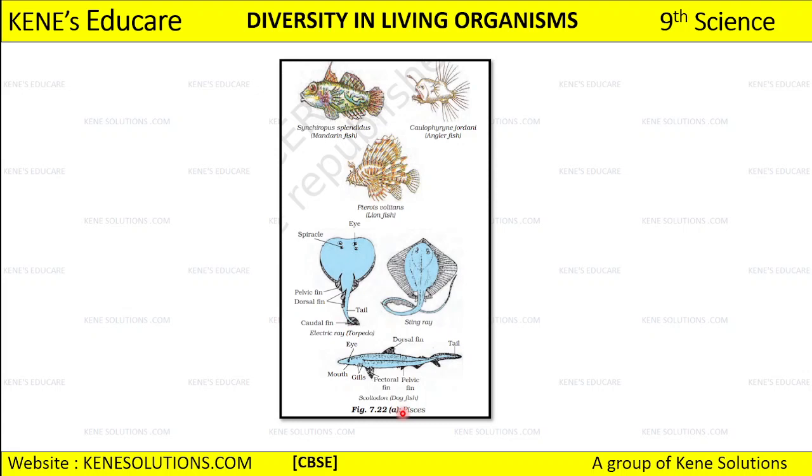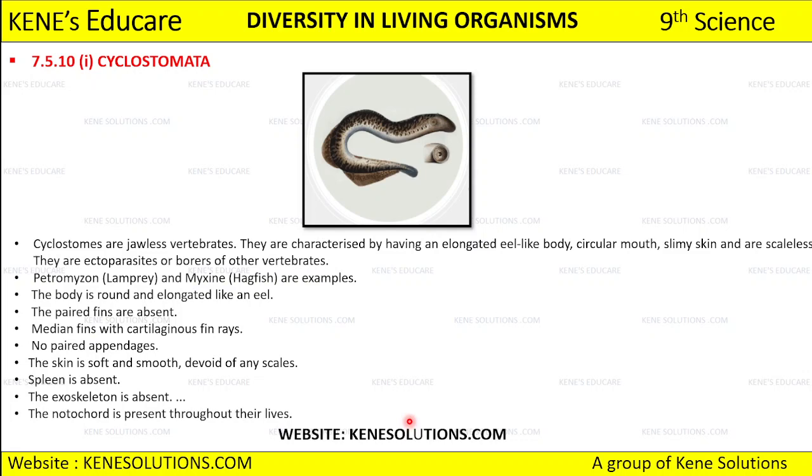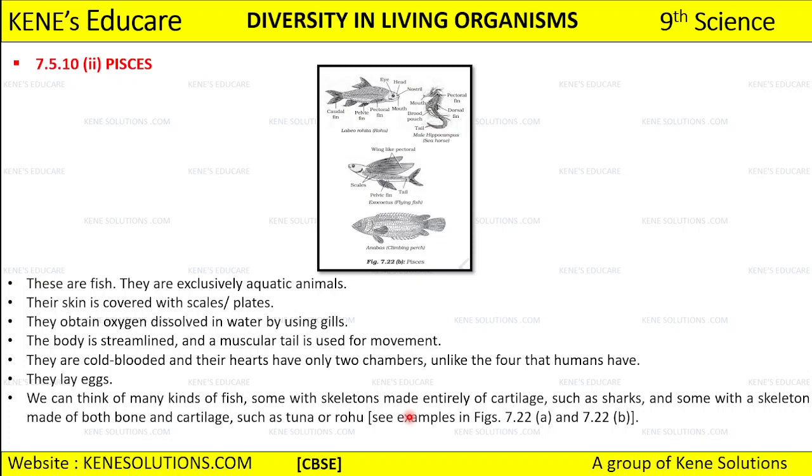Cyclostomata, which is the first class, you're clear with Cyclostomata. Then we have Pisces, so you're clear with Pisces as well. And these are the different examples which have been given of new fishes. I know that you're not aware of many of them, but still, those are important.